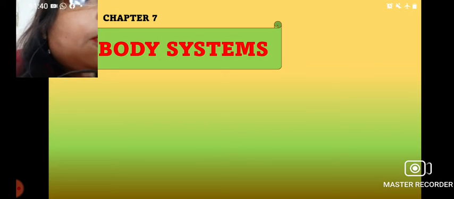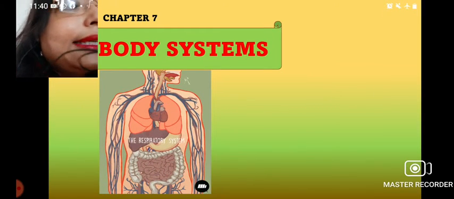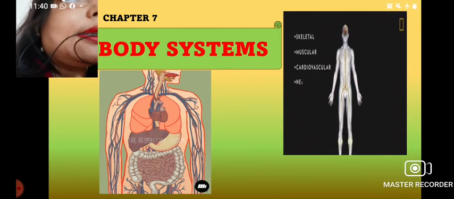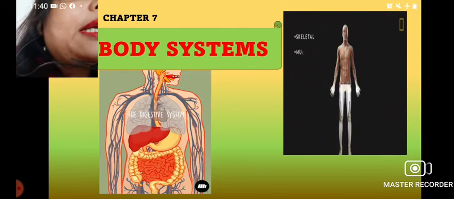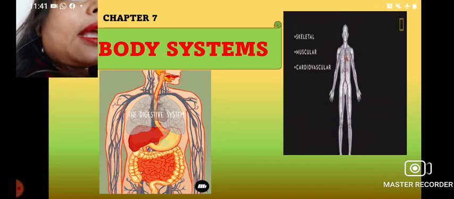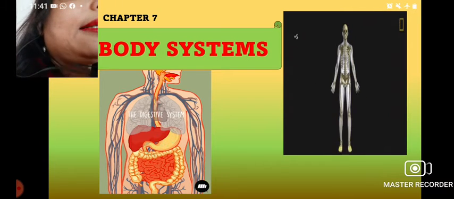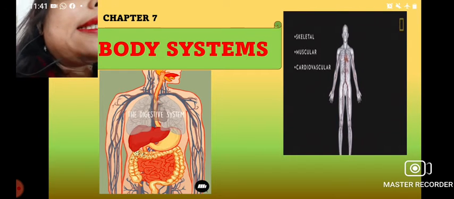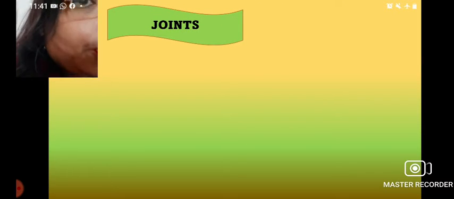Okay, so today we will study another interesting part, which is forming the movement and other activities of the body easy. This is the structure of the joint. So today we will study about the structure of the joints.